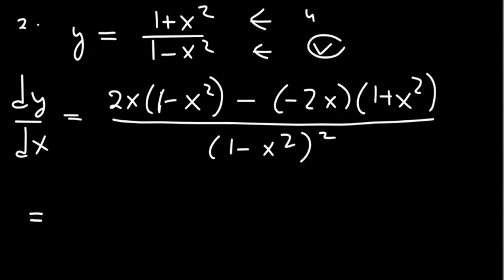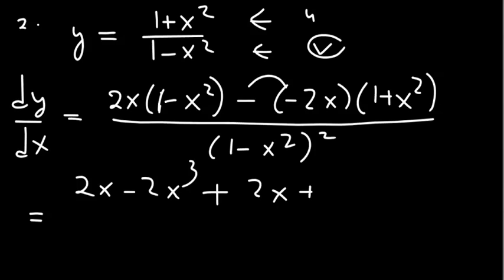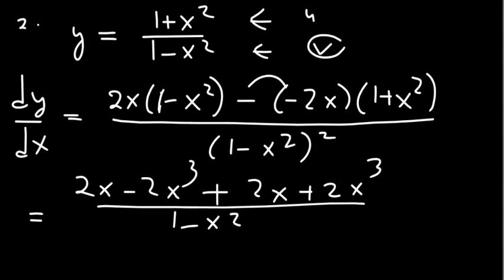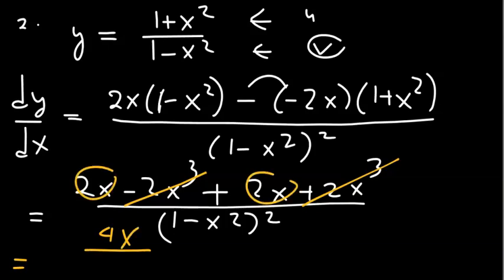Let's try to simplify this. In the numerator, you have 2x minus 2x cubed, and then plus, minus and minus will give you a plus, 2x plus 2x cubed over (1 minus x squared) squared. So minus 2x cubed plus 2x cubed, that's going to go away, and your final answer will be 4x, that's 2x plus 2x, over (1 minus x squared) squared. So that is the answer.